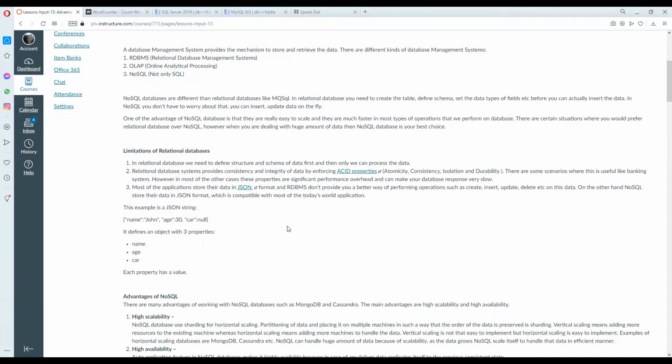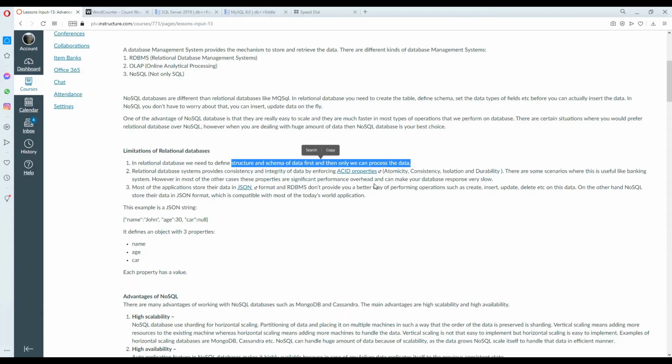Limitations of relational databases. Number one, we need to define the structure and schema of the data first, and then only can we process the data. Number two, it provides consistency and integrity by enforcing ACID properties. There are some scenarios where this is useful, like a banking system. However, in most other cases, these properties are a significant performance overhead and can make your database response very slow.